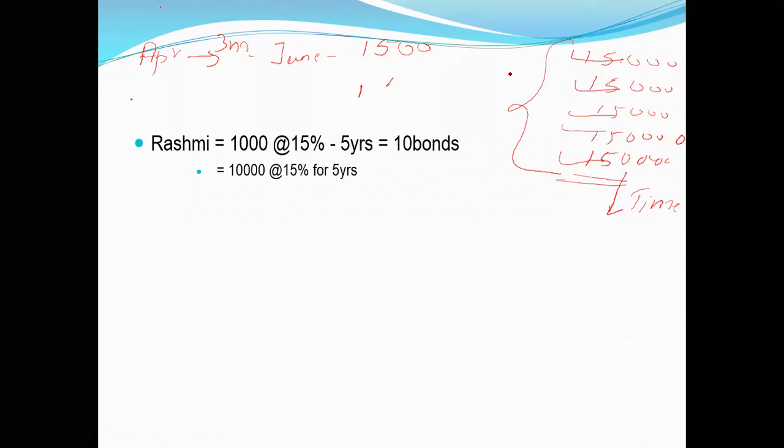Let us suppose she has purchased the bond in January, and the bond is going to mature in December after 5 years. In June itself, she has received 150 rupees. My question is, does it make sense for Rashmi to retain all her investment till December and get the maturity value?